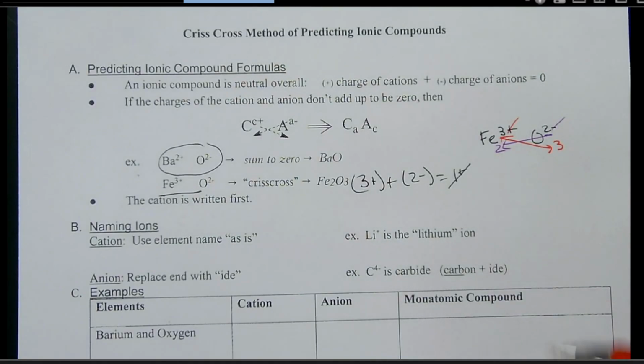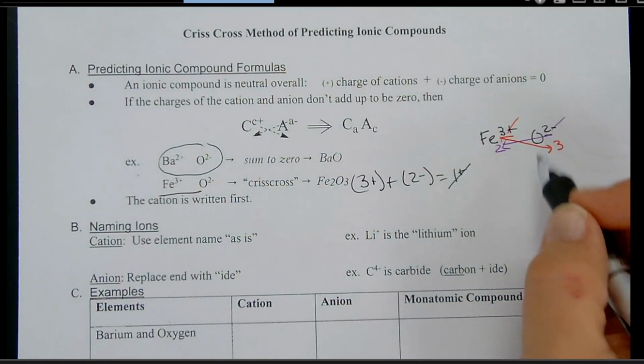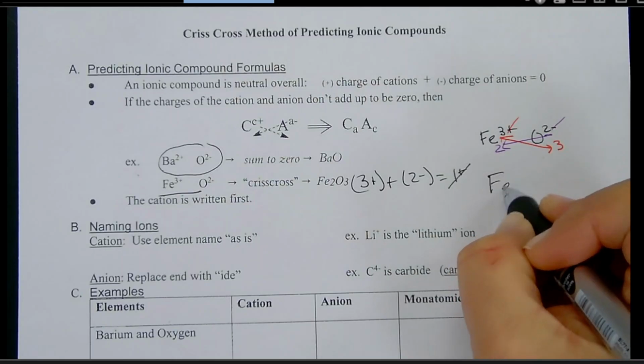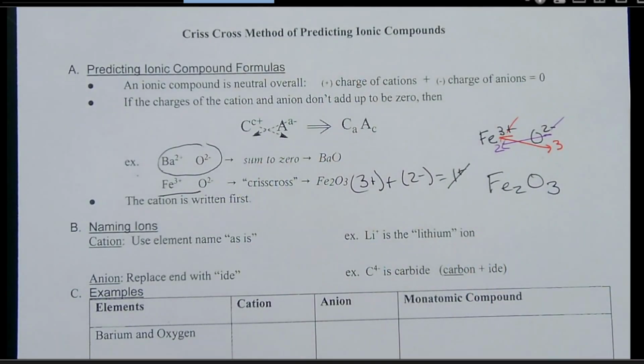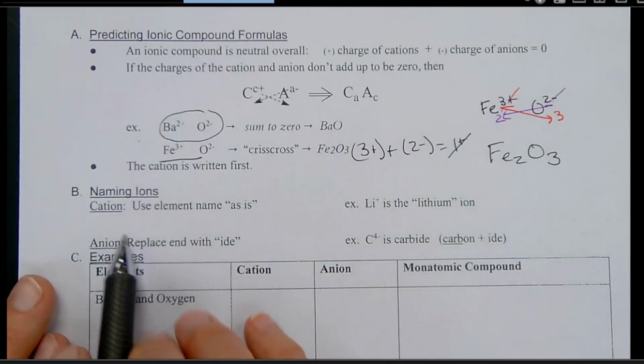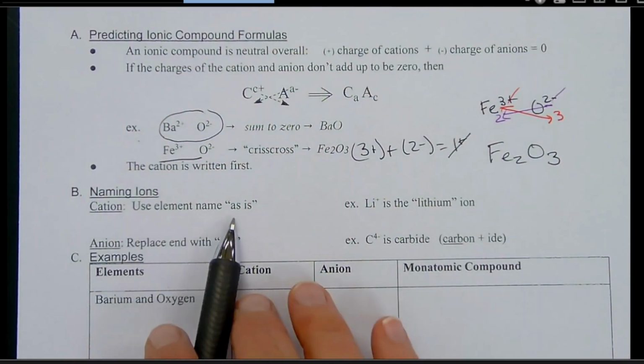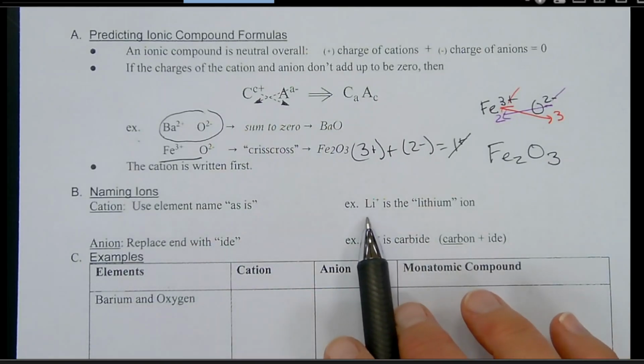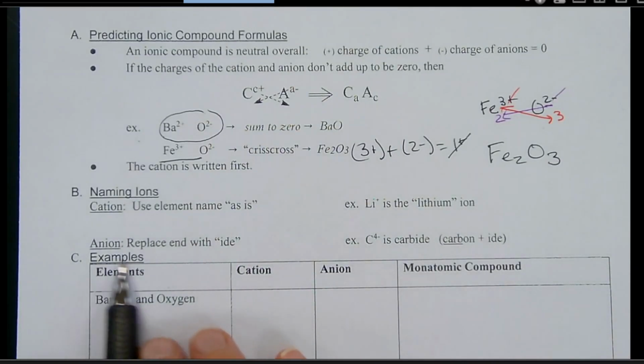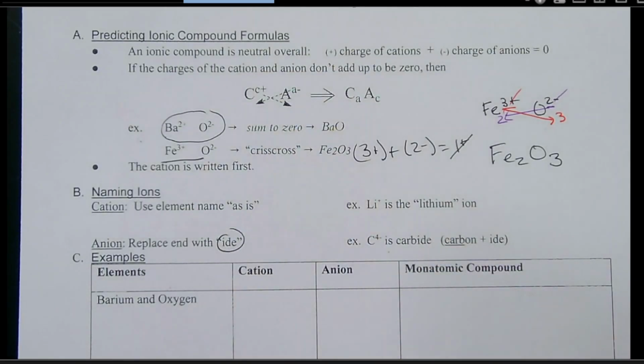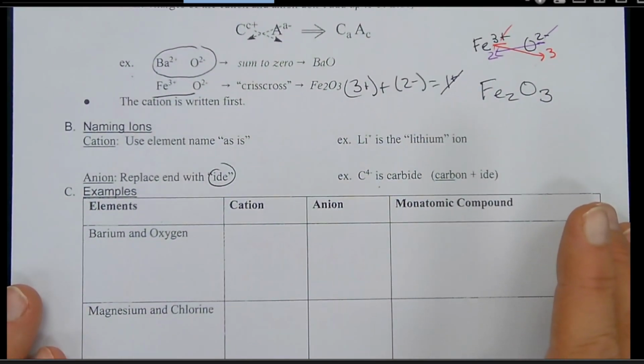It's a quick way to determine what the formula would be, such as you would need 2 iron to 3 oxygen. It's just a shortcut to figuring out ionic compounds. This only works for ionic compounds. It does not work when we get to covalent. Okay? And then naming those ions, remember, for a cation, use the element name as is, such as lithium will be lithium ion. And for the anion, you're going to add the -ide. So we're going to practice that as well. All right, so let's look at a couple.